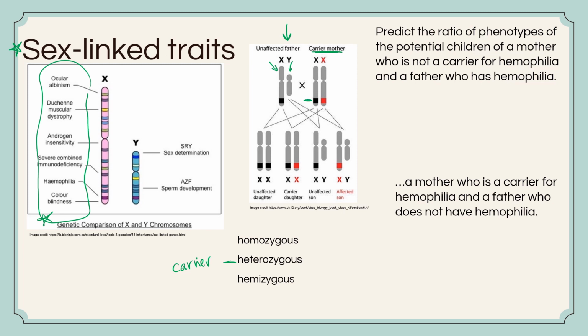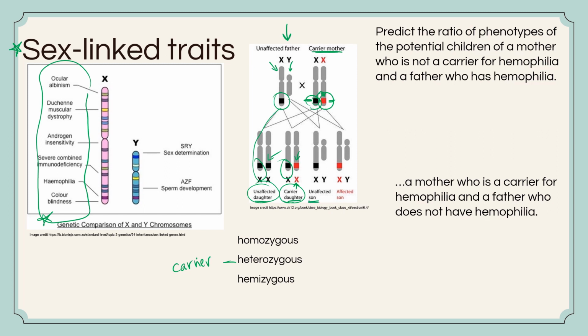So mom has one dominant and one recessive allele, and so that dominant allele is going to mask that recessive trait. Dad is going to give X chromosomes to all of his daughters. So here we have some daughters. They're going to get that X chromosome from dad. They're going to get this X or that X from mom. This daughter is heterozygous. She's a carrier like mom. This daughter is not a carrier. She's completely unaffected, homozygous dominant.